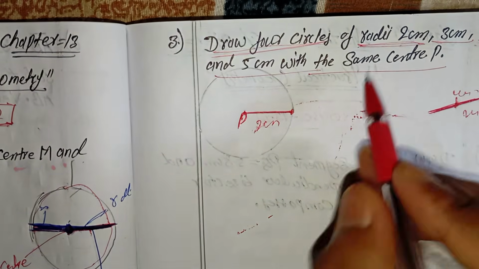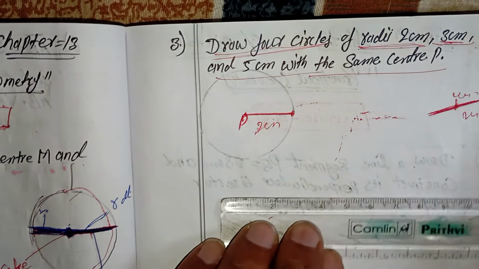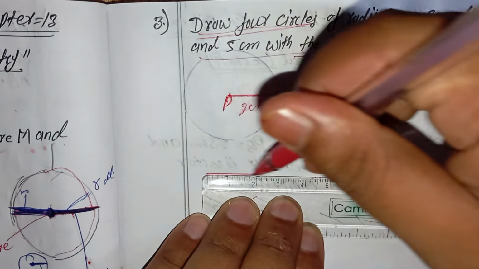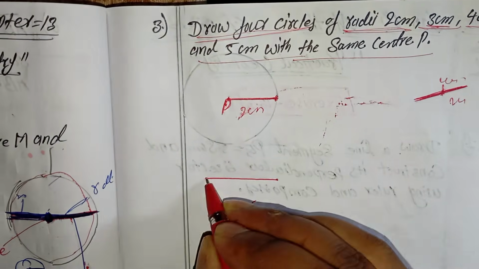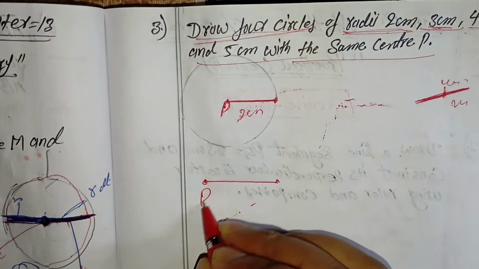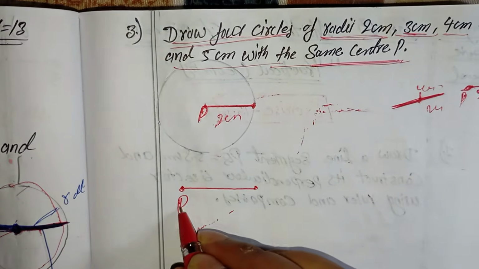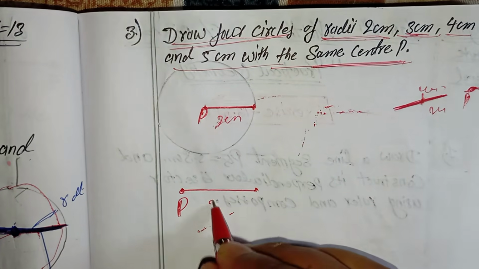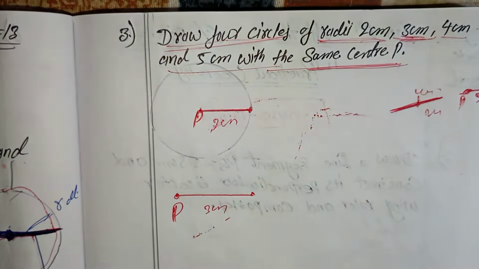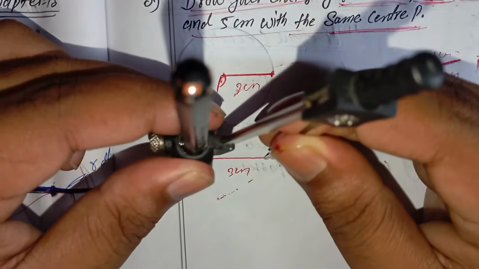Now another circle, 3 centimeter. So we have to take 3 centimeter from here to here. The center has to be P only. So the center is P, and this is 3 centimeter in total, as it says here. Now create the circle.